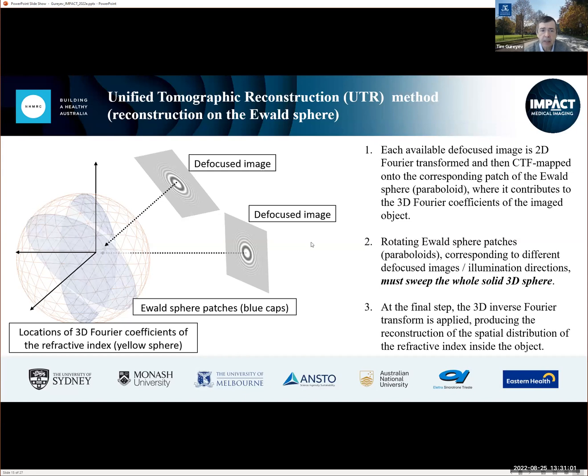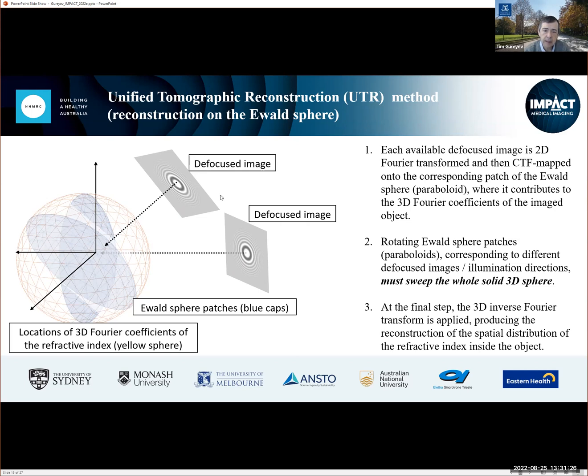More generally, the method which I'm describing today is called unified tomographic reconstruction. Unified because it covers diffraction tomography, phase tomography, and conventional tomography in a single method, with a single reconstruction formula.